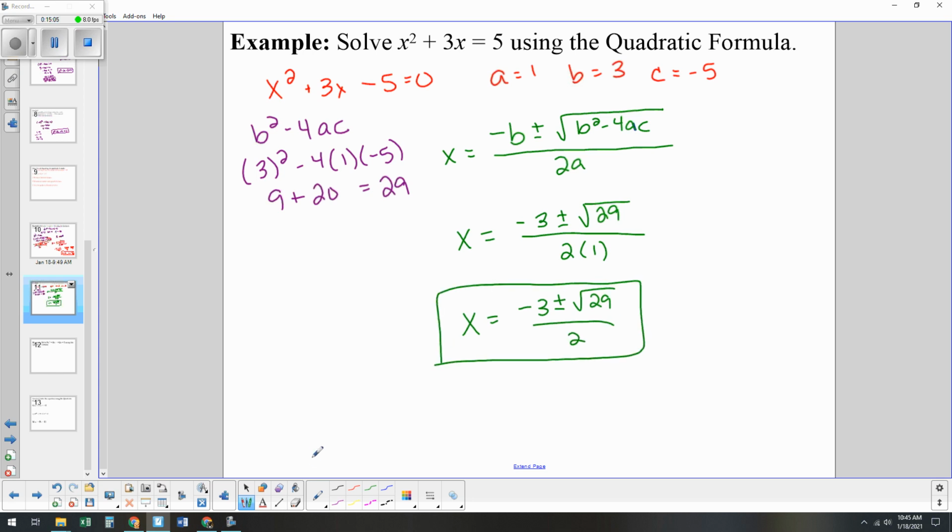If I wanted to turn that into decimals, I could. I would do, in my calculator, negative 3 plus the square root of 29, and I would hit equals, and then I would divide that by 2, and that gives me 1.19. And then I would do negative 3 minus the square root of 29, hit equals, and then divide that by 2, and I get negative 4.19. So whatever answer you're more comfortable giving, that's fine. But again, no work to be done here, so that's fine. We can leave it as that.